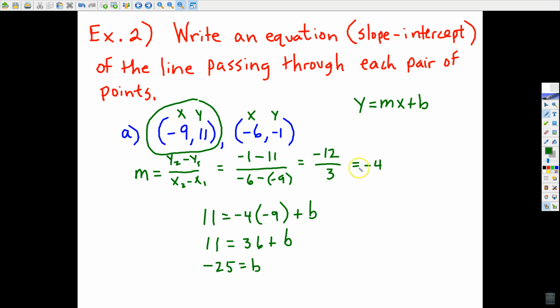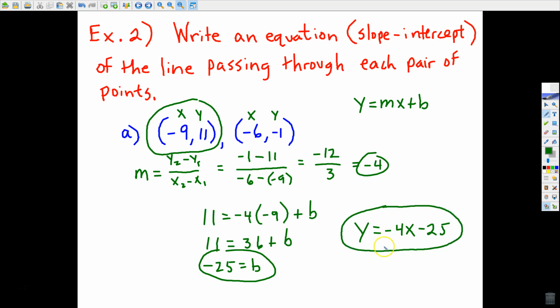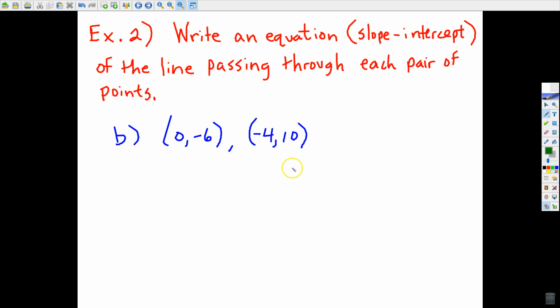Okay? I found the slope. I've now found the y-intercept. Here's my answer, putting those 2 in the slope-intercept form. Y equals negative 4x minus 25. Okay, very good. Let's try another one of those.